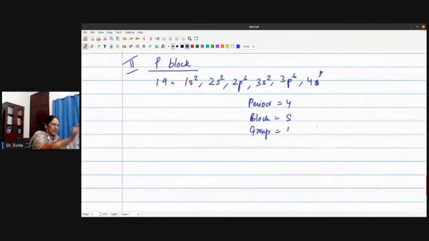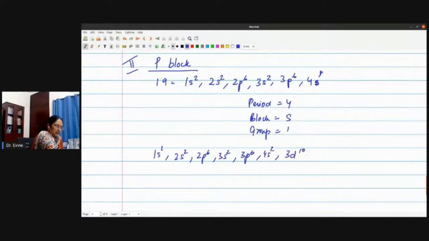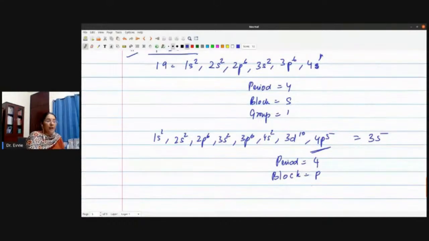The same thing, let me just write another element. 1s2, 2s2, 2p6, 3s2, 3p6, 4s2, 3d10, 4p5. See here, I've written this. So what is the atomic number? 4, 10, 20, 35. Atomic number is 35. Okay. So now you can see this is P block, right? So now let me first write the period number, which is 4. Block is P. And you have 5 electrons.